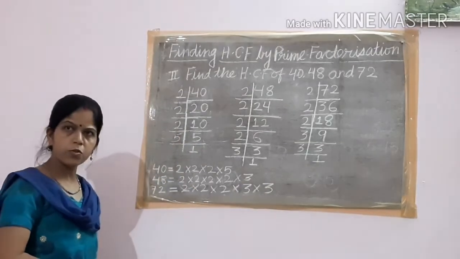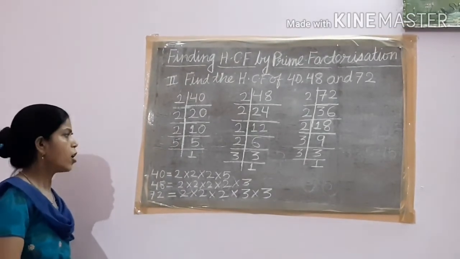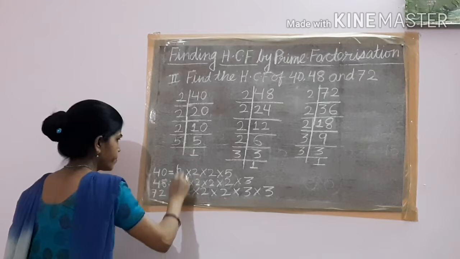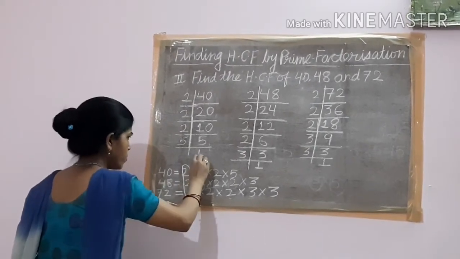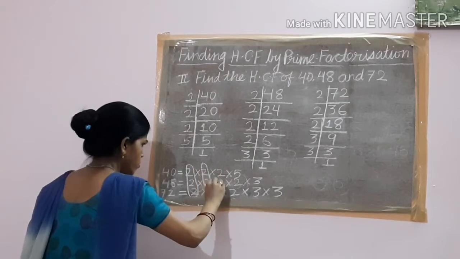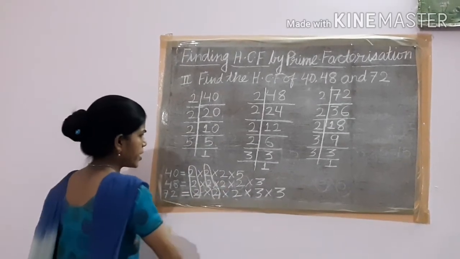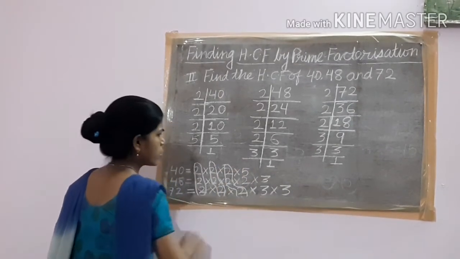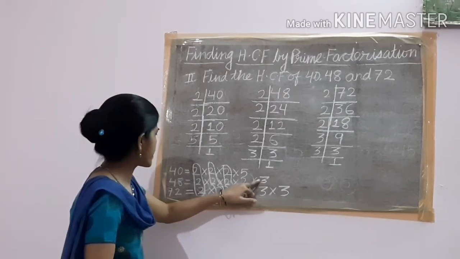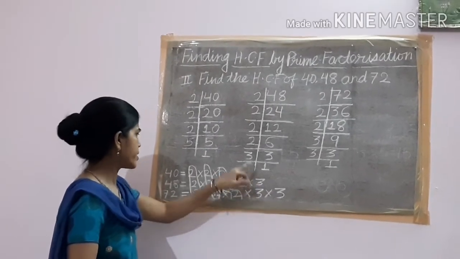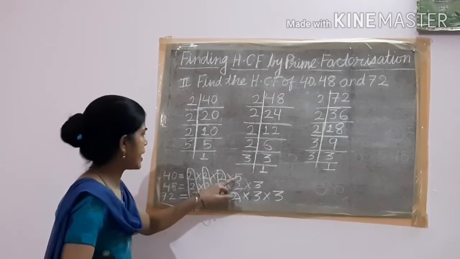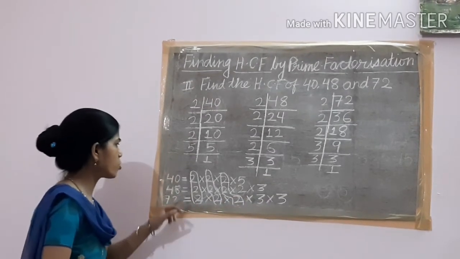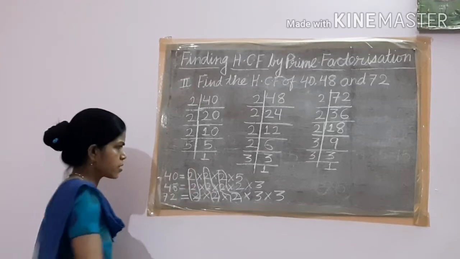Now next what to do? You have to find the common prime factors. Now here these two are common. Now this is also common, again. Then 3 is present in 48 and 72, but 3 is not present in 40. Now 5 is present in 40 but not present in 48 and 72. So common factors are only these three 2's.